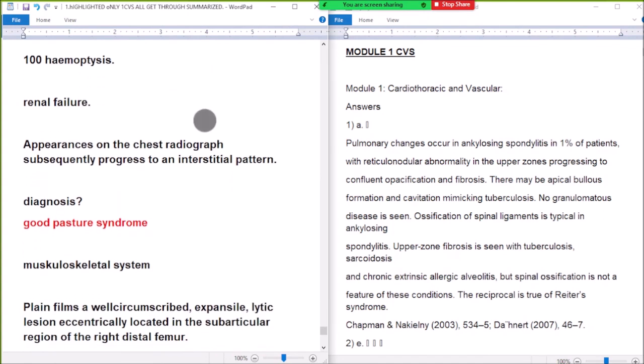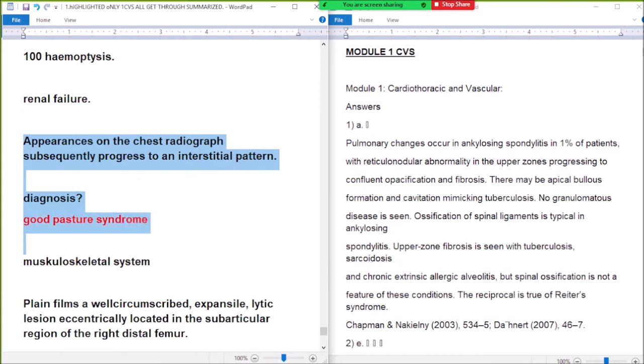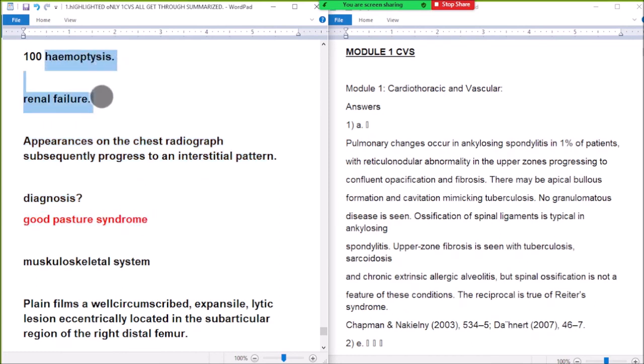Question number 100. Patient has hemoptysis and renal failure. Appearances on chest radiograph subsequently progressed to an interstitial pattern. Diagnosis: Goodpasture syndrome. Hemoptysis plus renal failure is seen in Goodpasture syndrome.